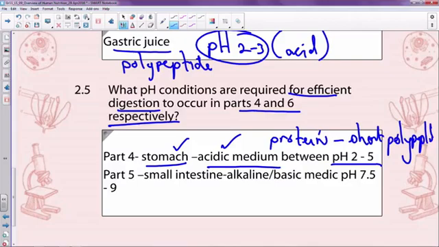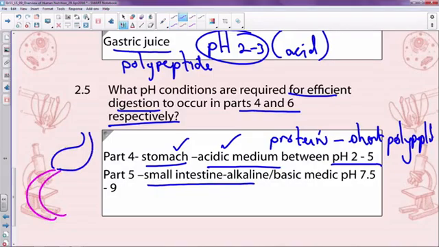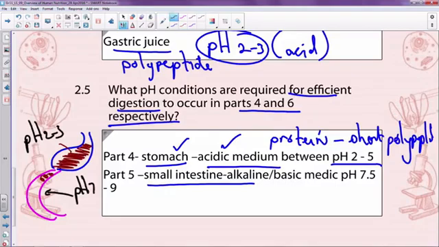Part number 5 is the small intestine, and that is quite unique to understand. Here's the stomach, and then we have the small intestine, which starts off with the duodenum. The food that enters is at quite an acidic pH. Here we've got the chyme that goes from the stomach into the small intestine. In the stomach the pH is between 2 and 3, and in the small intestine we get a pH of between 7.5 and 8.9. Here we've got a basic or alkaline medium. So we see the transition from acidic in the stomach to an alkaline medium in the small intestine.